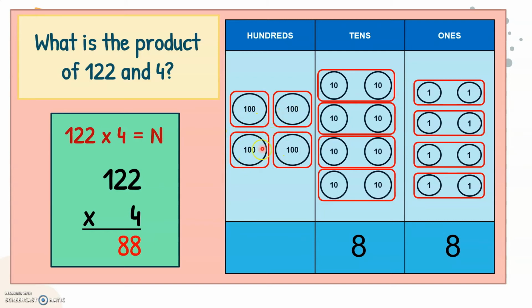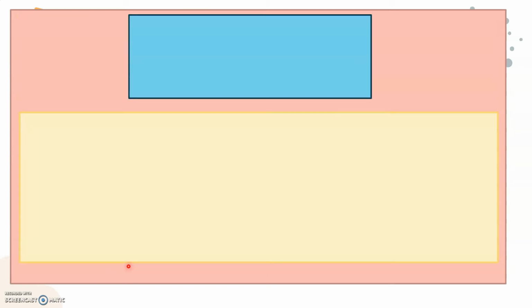1, 2, 3, 4. Then the answer is 4 hundreds. Therefore, our final answer is 488. Okay? Next. Using distributive property, we can break up our 3-digit factor into the sum of the value of its digits.